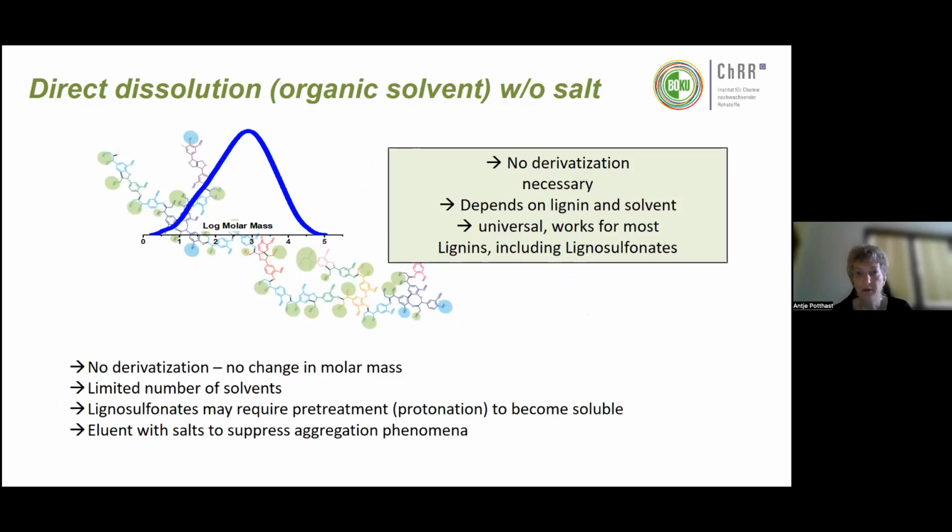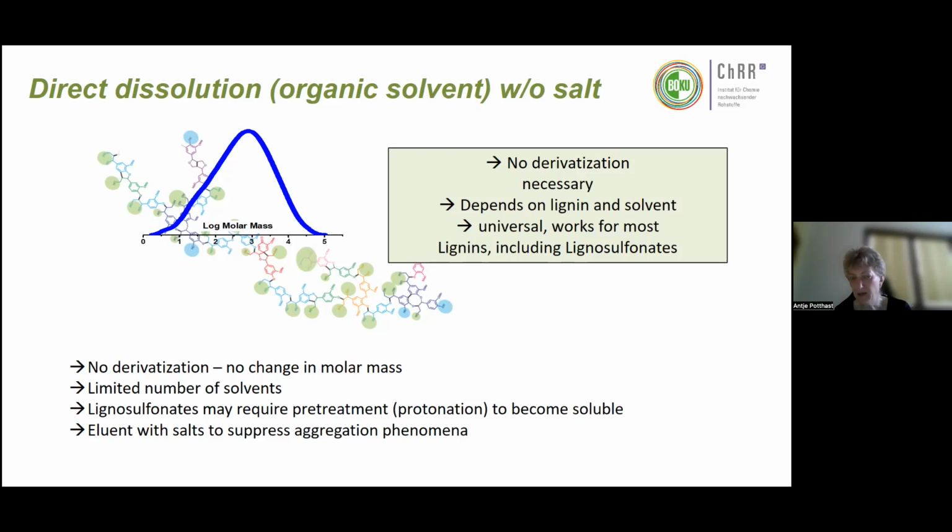My preference, I have to say, is an organic solvent with a salt. The salt is in a way necessary to prevent aggregation phenomena, which also are in place for lignin. So to have some salt in there is usually a good choice. If you use an organic solvent like DMSO, for instance, or DMF or DMAc, you don't need a derivatization, so you don't change your molar mass. You have to keep in mind that for lignin, you don't have a large number of solvents you can choose from. There's a couple.